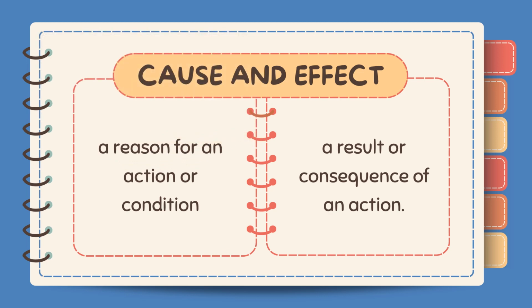Cause and effect. A cause and effect write-up looks at the reasons for an action or an event, then the results. For this reason, cause and effect selections are sometimes referred to as reason and result essays. They are one of the most common forms of organization in writing. In short, when we say cause, it is a reason for an action or condition, while effect means a result or consequence of an action.